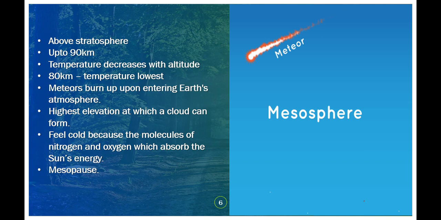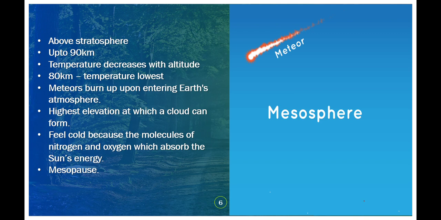Mesosphere. It is above the stratosphere and extends up to 90 kilometers. The temperature shows a decreasing trend with altitude, and up to 80 kilometers it is the lowest temperature. Meteors that enter from space into the Earth's atmosphere start burning up as they reach the mesosphere. Mesosphere is the highest elevation at which a cloud can form.